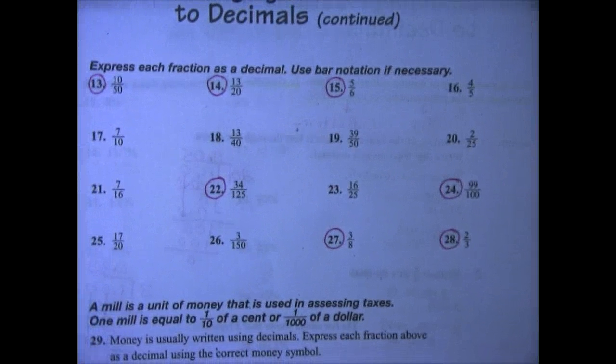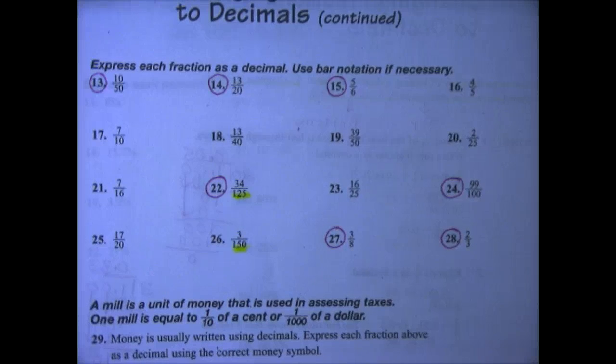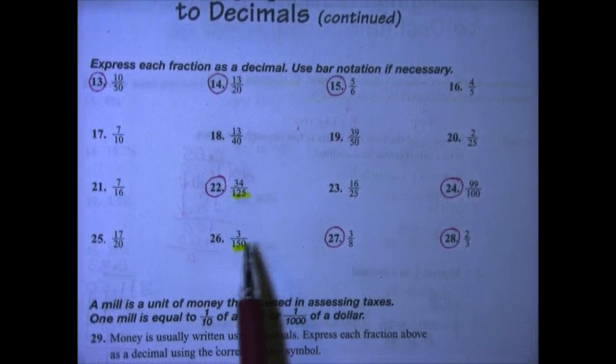Okay, on page 64, there are a few problems that I want you to do. Problem 13, 14, 15, 22, 24, 27, and 28. But before you do those, I want to look at 26 together, because if you notice, on 22 and 26, the denominator is greater than 100. So let's see what happens when we have a denominator greater than 100.